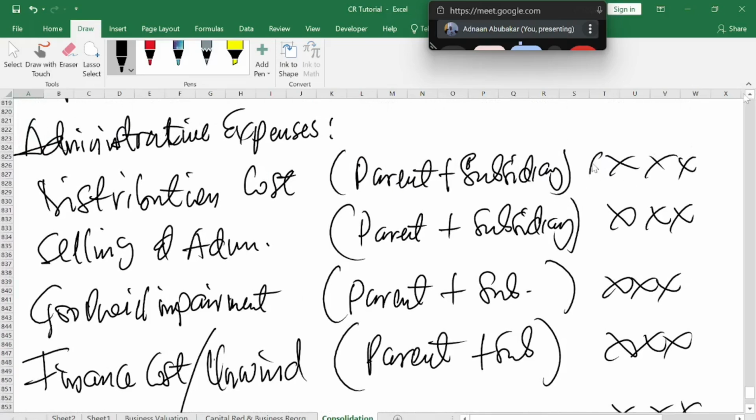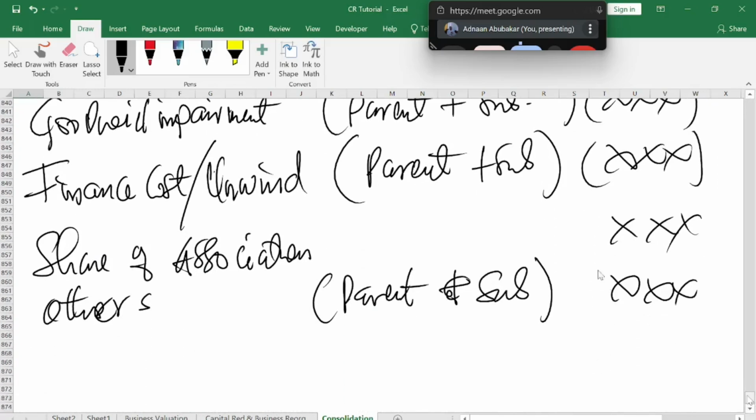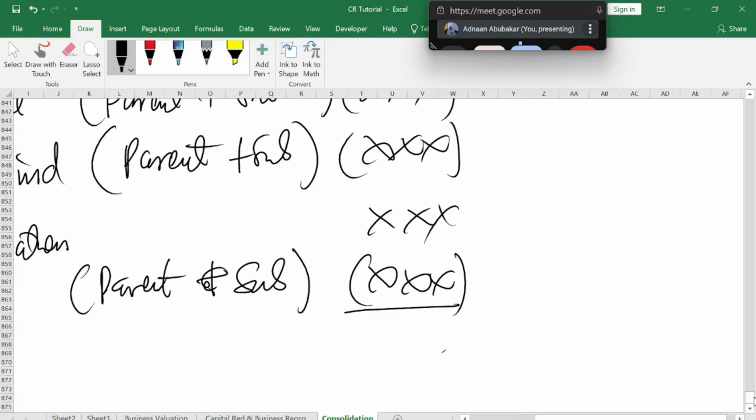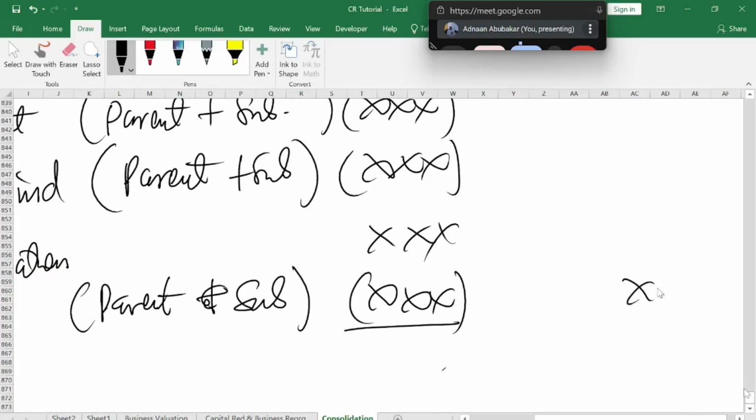This one is expenses. This one is expenses. This one is expenses. This one is expenses. The associate is a gain, so this one is an expense. When you add all of them, whatever you get, you will bring it here.